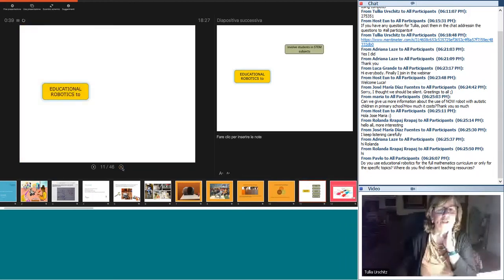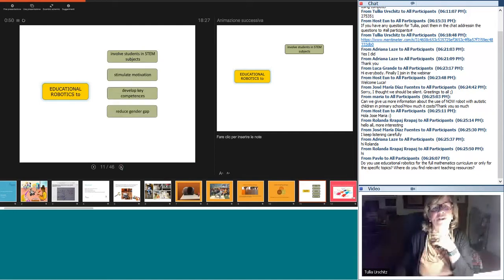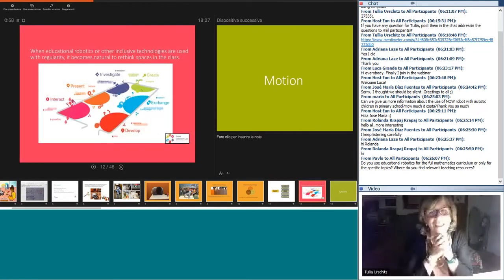Okay, so why do we use educational robotics? We use it to involve students in STEM, as we said, stimulate motivation, develop key competencies, reduce the gender gap, share experiences, but most of all, and this is the reason for which we are here, to learn math and to make math fun and really engaging for all the students.